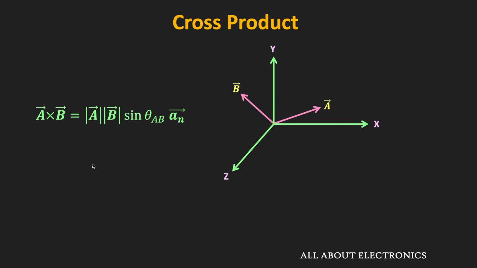But using this expression, if we want to find the resultant vector, then first we should know the angle between the two vectors. And moreover, we should also know this unit vector, right? Suppose we have been given the two vectors A and B, then from that it is difficult to find both of them. So there is another way of finding this cross product. So let us see that.